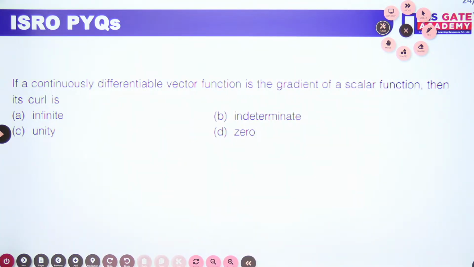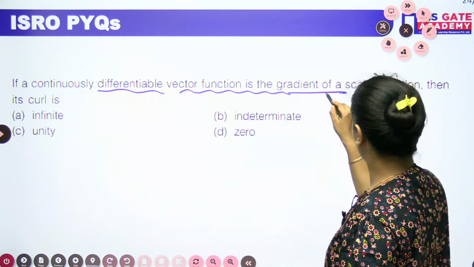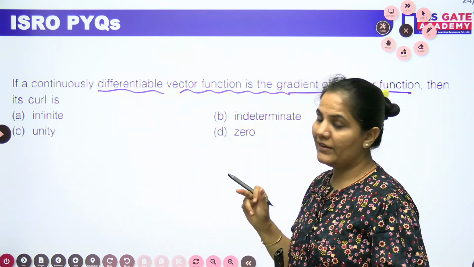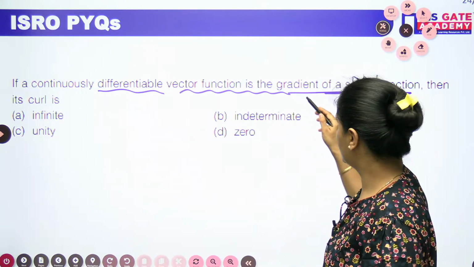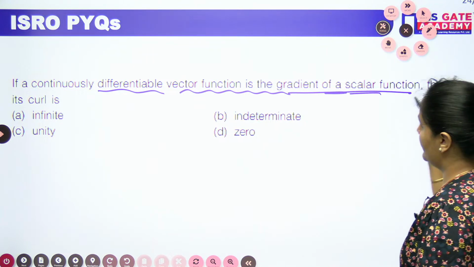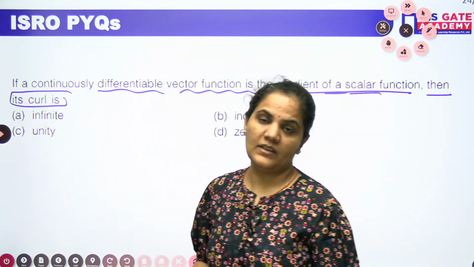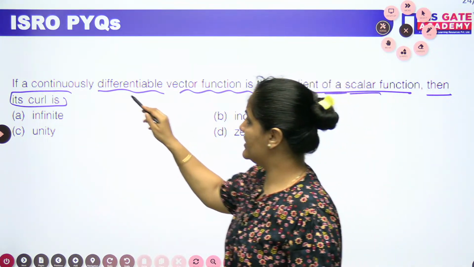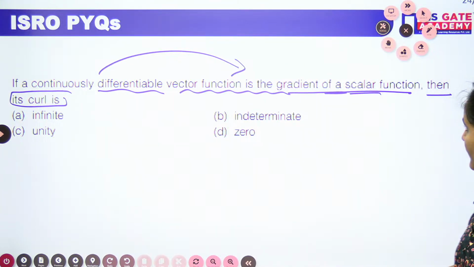If a continuously differentiable vector function is the gradient of a scalar function. This is again a very good question. What is given? If a continuously differentiable vector function is the gradient of a scalar function, then you need to identify its curl. You need to identify its curl.